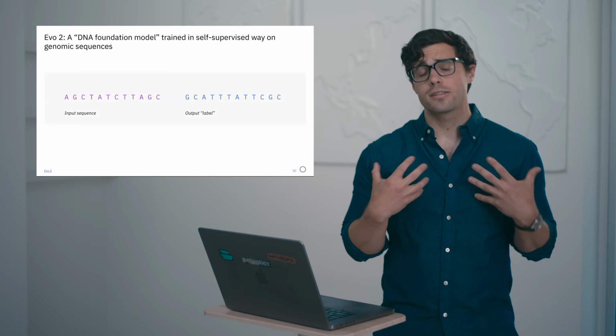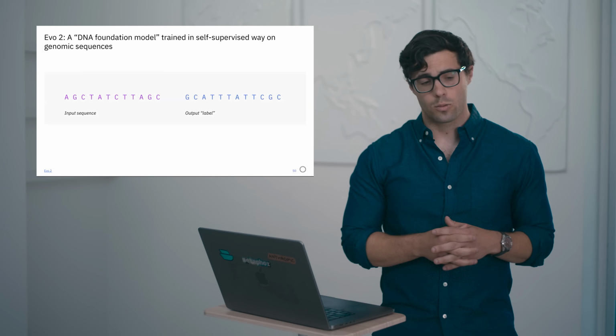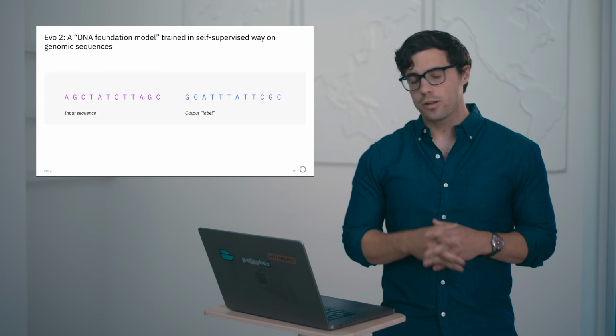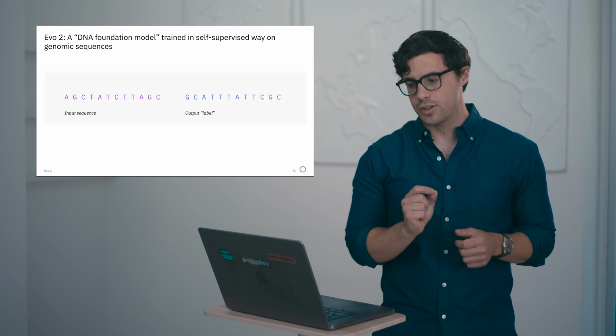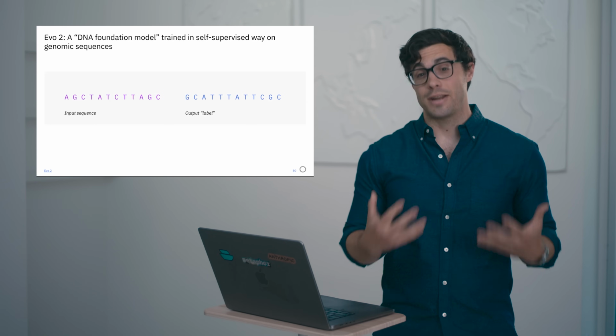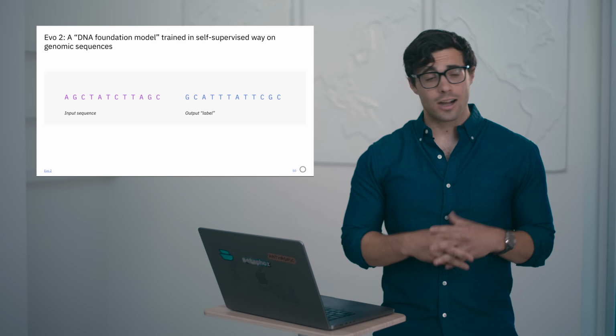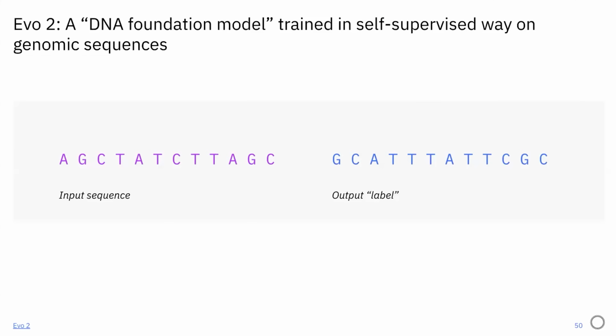The last model subject area that I wanted to talk about is the life sciences. I'll start with an example. There's a pretty cool model called Evo 2 from the Arc Institute. They describe it as a DNA foundation model. The actual idea here is pretty simple. As a recap, genomic sequences are sequences of certain nucleotides, right? A, G, T, and C in a random order depending on the gene.